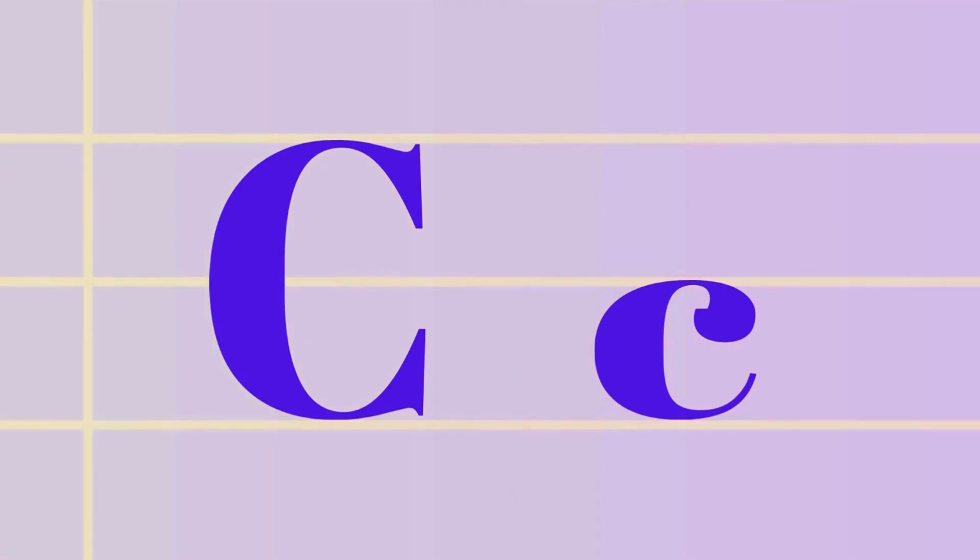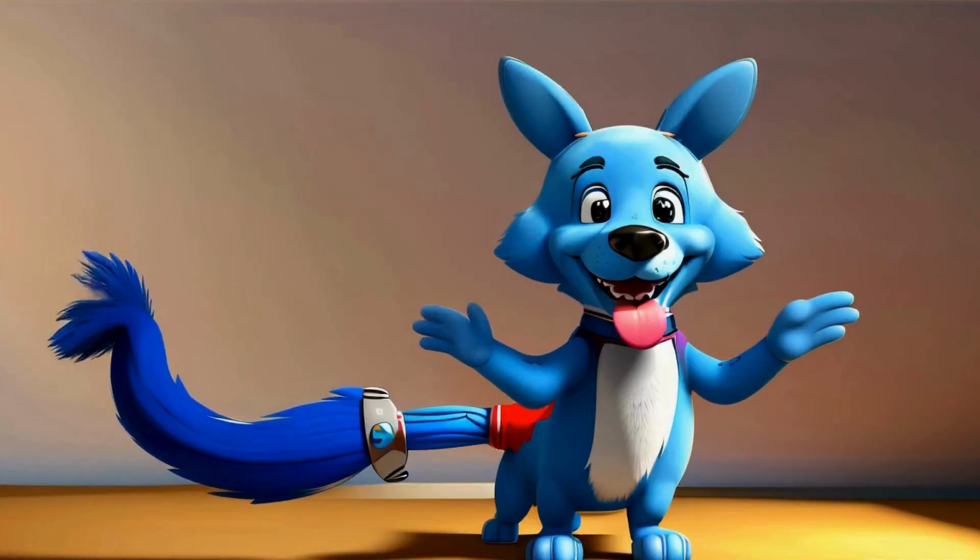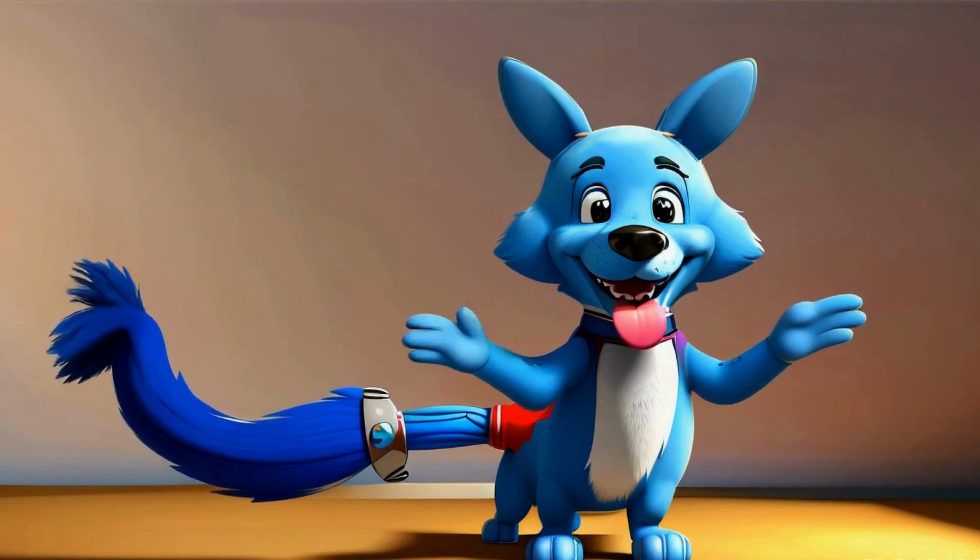Next up is C. Can you say C? This is a big letter, C, and this is a small letter, C. Here comes D. Can you say D? This is a big letter, D, and this is a small letter, D.